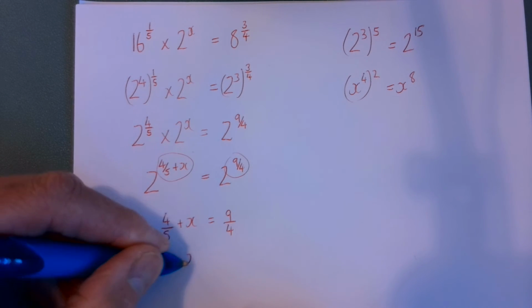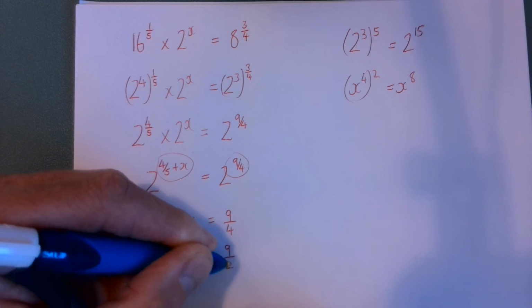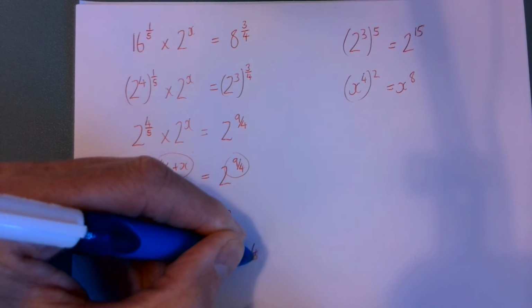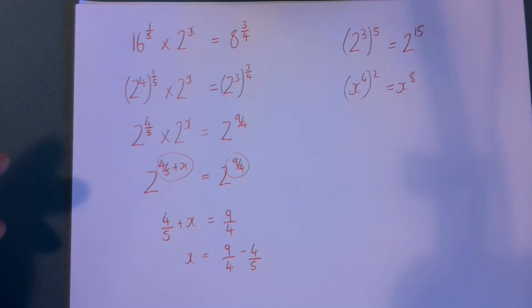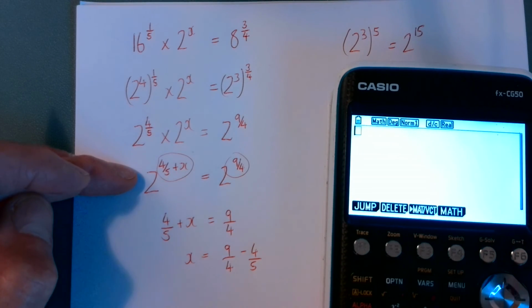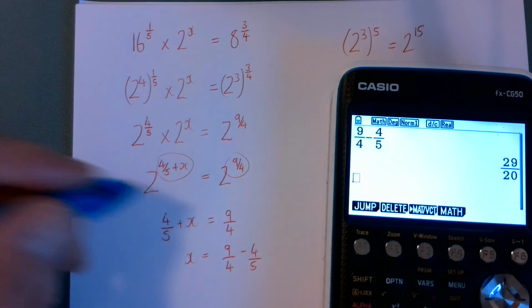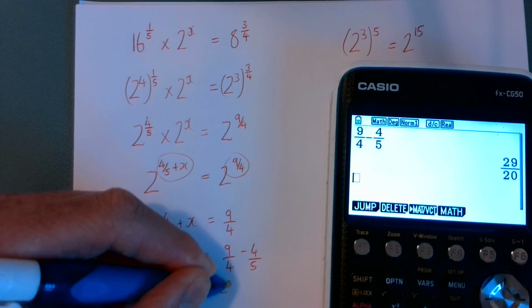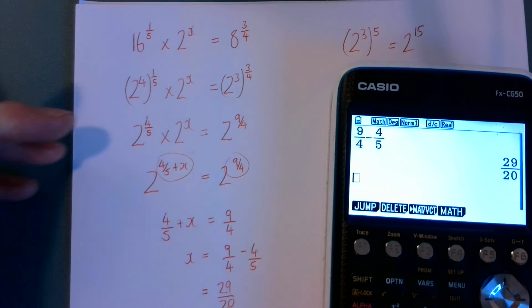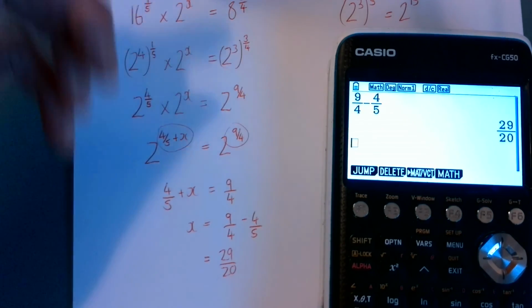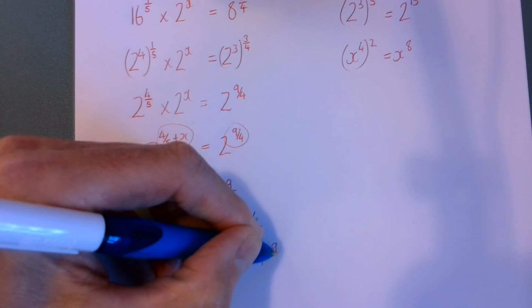And that means that x must be 9 quarters take away 4 fifths. Now, on a non-calculator paper, I'd be going for a common denominator, but I don't need to worry about that, do I? I'm on a calculator paper, so I'm just going to go 9 quarters take away 4 fifths, and that gives me my value of x, which I could write as 1 and 9/20.